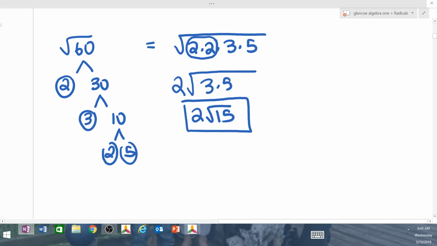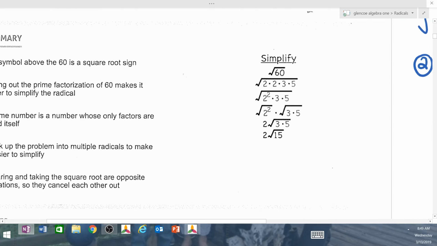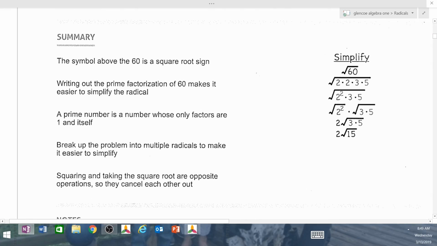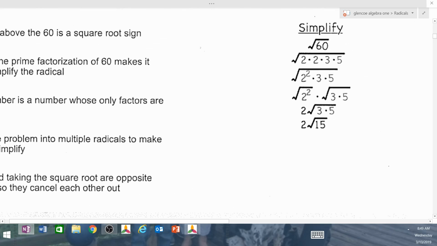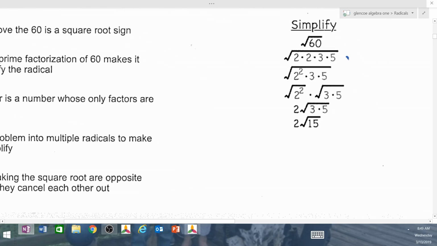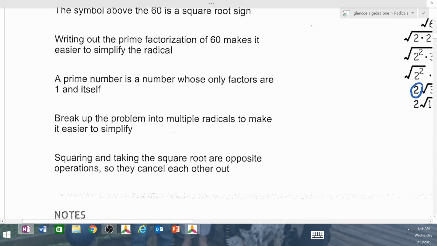Let's take a look back at the notes in front of you. I want to go through it one more time. Breaking up the problem into multiple radicals makes it easier to simplify. You saw I did this step: the square root of 2 times 2 times 3 times 5. I circled the 2s. A lot of times the books will write it as 2 squared, which we know is 4, and the square root of 2 squared is 2. Whichever way your brain comprehends is correct. They're both correct, and the answer is 2 radical 15.